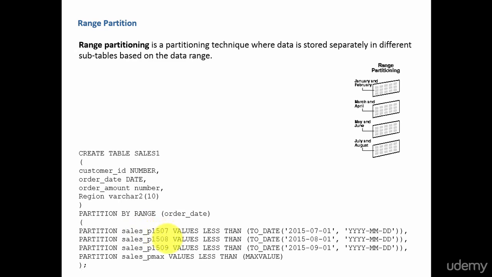sales P1507, and all the order rows with the order date less than 2015 August 1st will be stored under partition sales P1508, and all the rows with the order date less than 2015 September 1st will be stored in sales P1509, and all the other values which are greater than this value will be stored in sales underscore Pmax. You see, I divided it into 4 partitions. Whereas you can create a table with 12 partitions, each partition holding a month's worth of data. Now let's go and create this table.